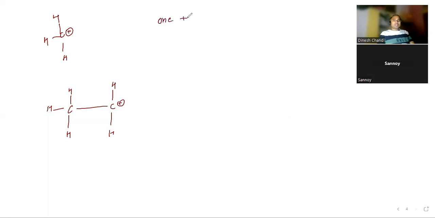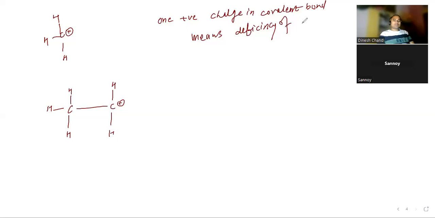One positive charge in a covalent bond means deficiency of how many electrons? Can you guess? 2 electrons.